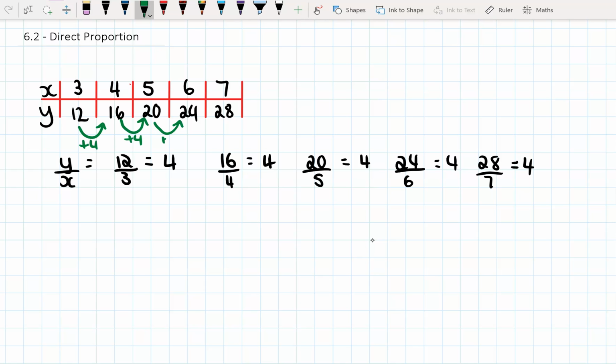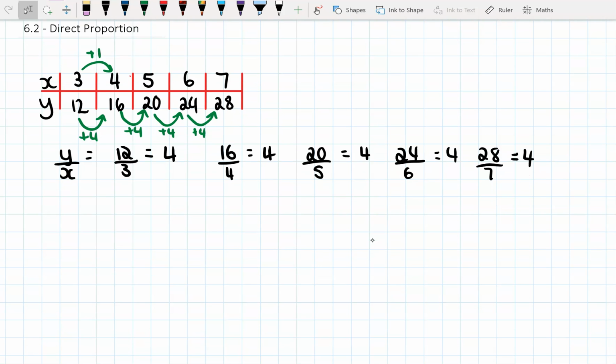This is what we call a direct proportion relationship. The reason we call it a directly proportional relationship is because each time you change the value of x, y goes up by the same proportion. So let's make a graph of this and see what it looks like.